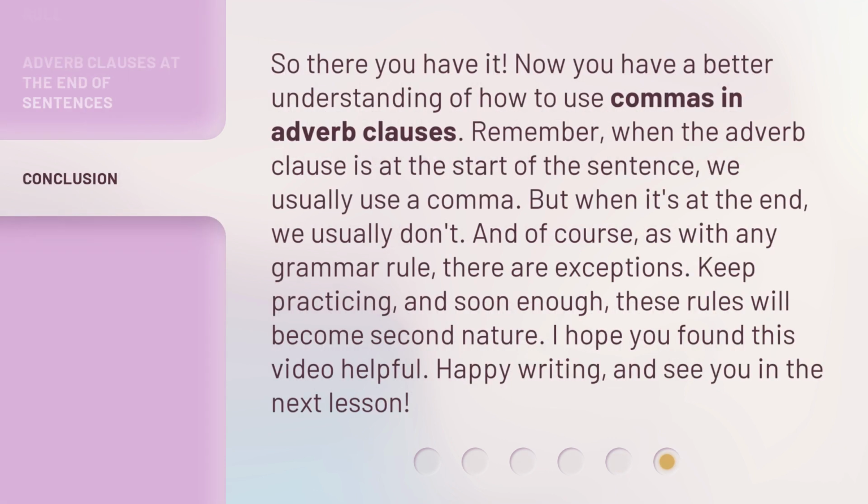So there you have it. Now you have a better understanding of how to use commas in adverb clauses. Remember, when the adverb clause is at the start of the sentence, we usually use a comma. But when it's at the end, we usually don't. And of course, as with any grammar rule, there are exceptions. Keep practicing, and soon enough, these rules will become second nature.